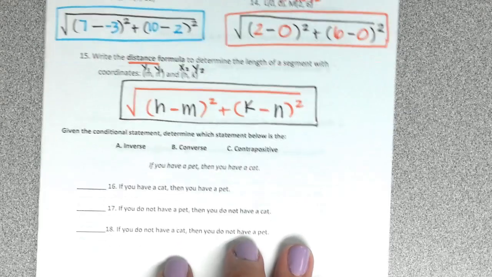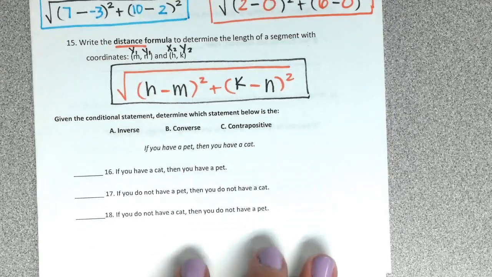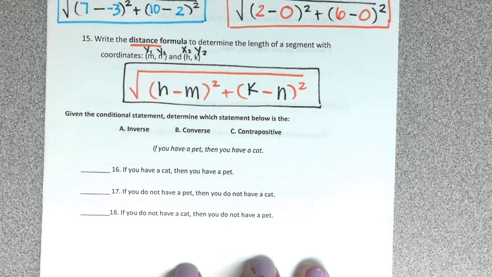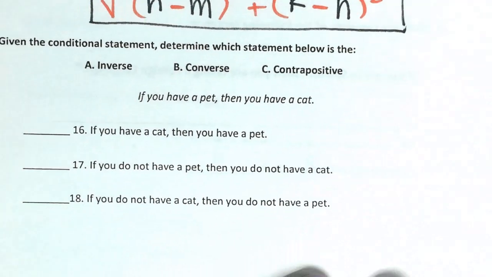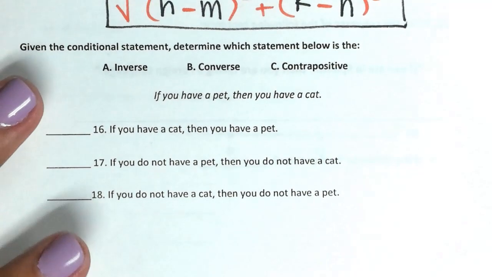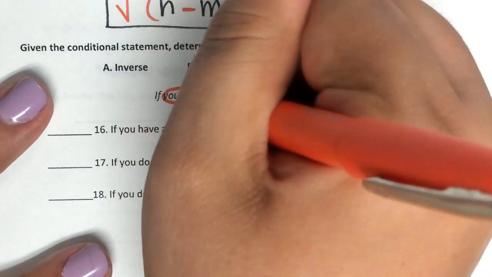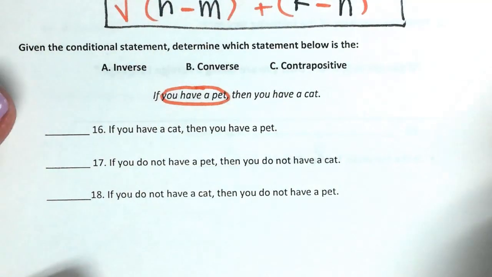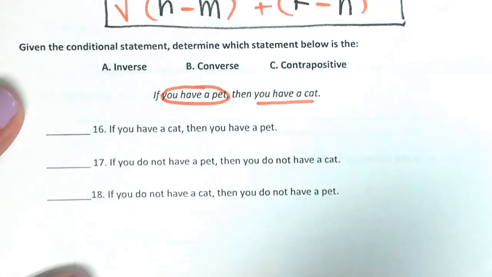All right. The problem says if you have a pet, then you have a cat. What's my hypothesis here? If you have a pet. You have a pet. Don't circle the if. What's my conclusion? Yes. You have a cat.